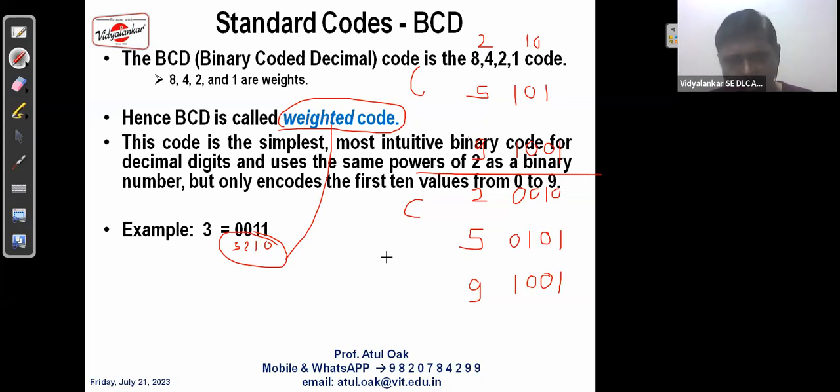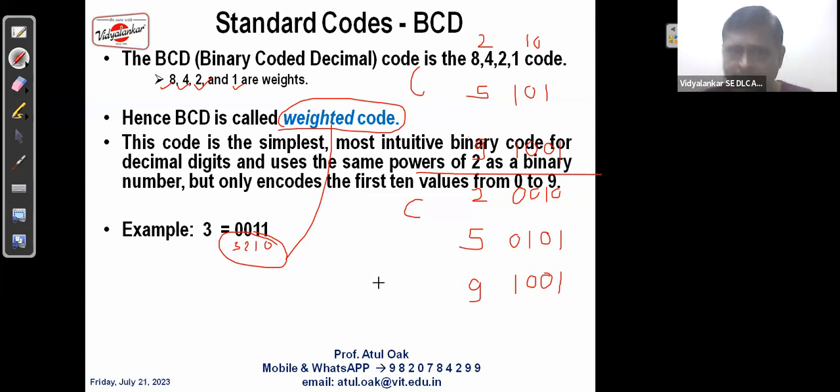Okay, just an alternate name: BCD is called weighted code. And the positions are 2 raised to power 0, meaning 1, 2 raised to 1 meaning 2, 2 raised to 2 meaning 4, and 2 raised to 3 meaning 8. So those weights are 8, 4, 2, 1. 2 raised to 0, 2 raised to 1, 2 raised to 2, 2 raised to 3.